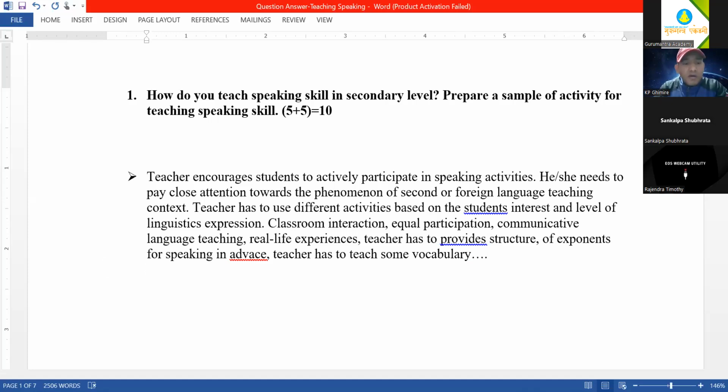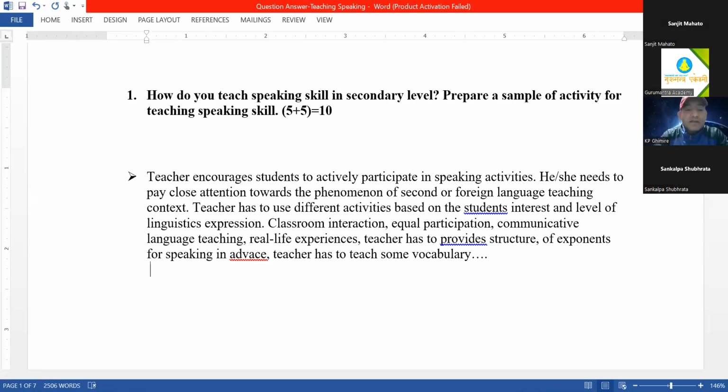But this is not sufficient because how do you teach means pedagogical part is not explored. So you need to now explore different pedagogical means, write some techniques, write some teaching techniques. Some teaching techniques for teaching speaking.